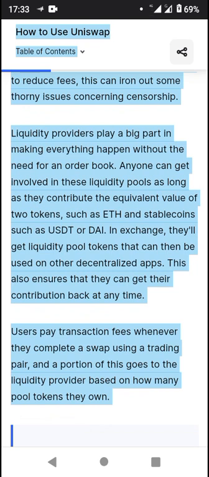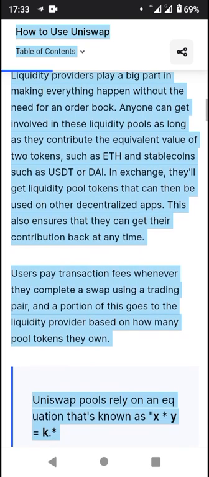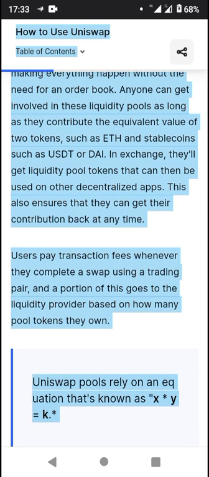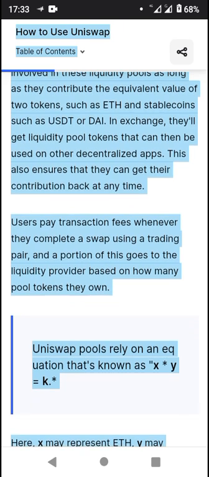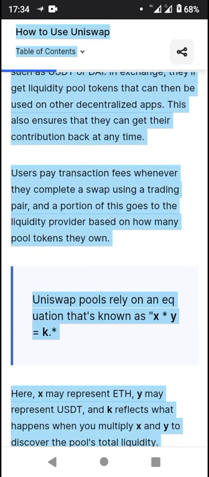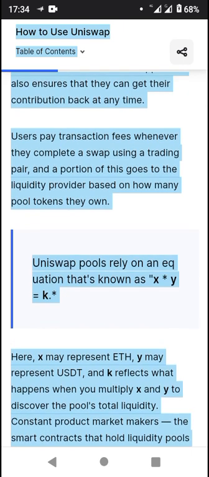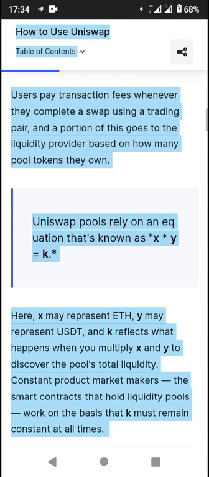The liquidity providers play a big part in making everything happen without the need for an open order book, so anyone can get involved in these liquidity pools as long as they contribute the equivalent value of two tokens, such as ETH and stablecoins such as USDT or DAI. In exchange, they will get liquidity pool tokens that can then be used on other decentralized apps. So this also ensures that they can get their contribution back at any time. The users pay transaction fees whenever they complete a swap using a trading pair, and a portion of this goes to the liquidity provider based on how many pool tokens they own.